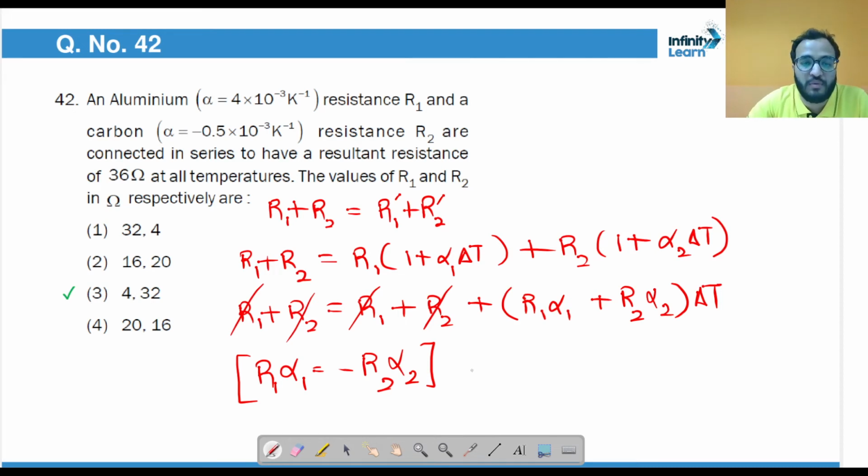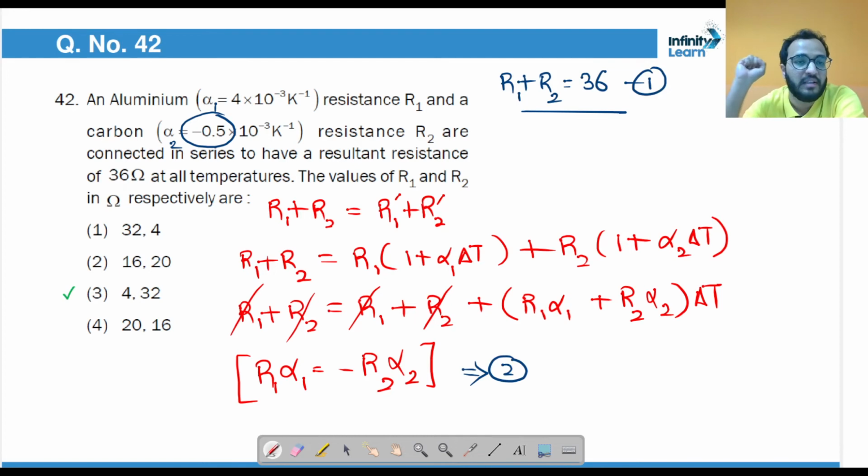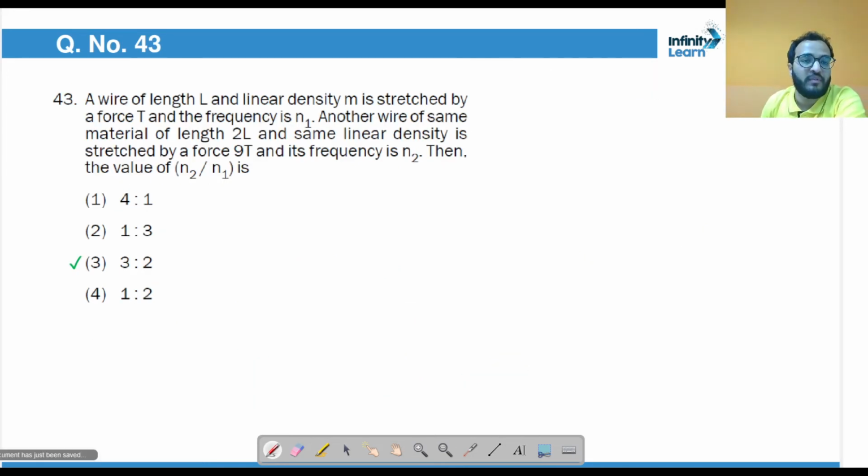So nothing you have to do, you just have to put the values and get the answer. Alpha 2 is already given negative, minus 0.5. This is alpha 2, this is alpha 1. Put the values R1, R2. Acha, if you don't know, then R1 plus R2 is given 36. Right? So you will use this equation also and this equation. Okay? Then you will definitely get your right answer. Got it?